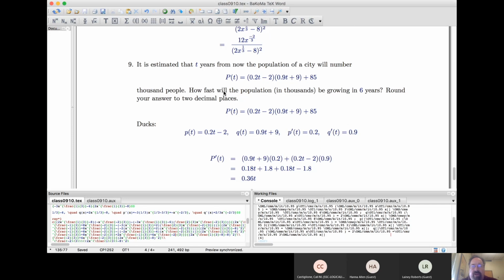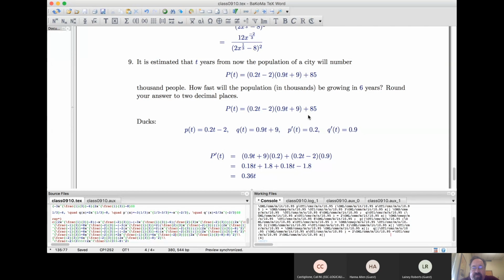Okay, first word problem of a bunch. So here we have a function that models the population over time, where t is in years, the population is in thousands. And here the function involves a product. So what the question is asking is, how fast will the population be growing? So it's asking about a rate of growth. That's derivative, because what is a derivative? It's a rate of change. In this case, it's the rate of change of the population with respect to time. So we need the derivative of this function.